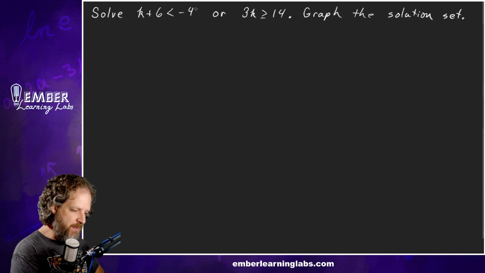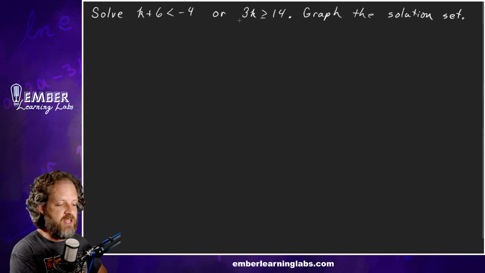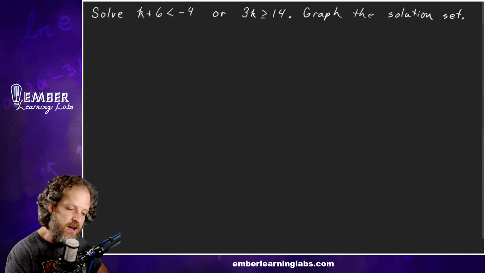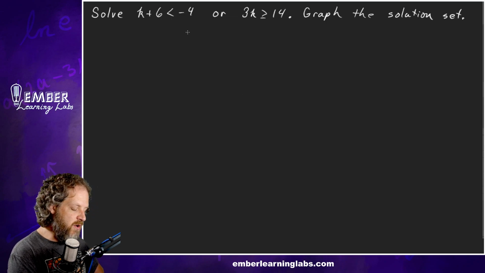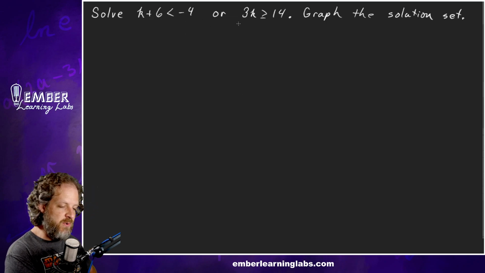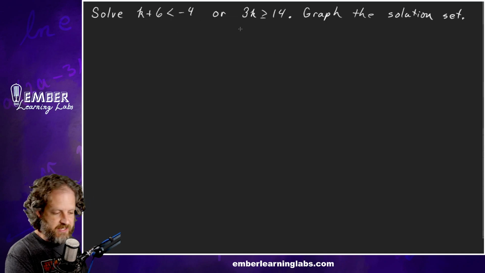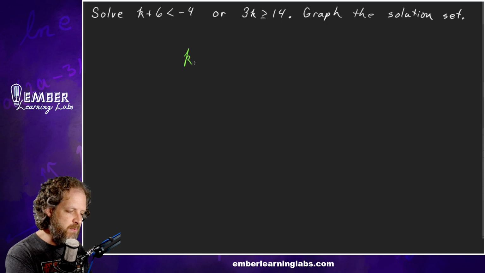Okay, so this time we have two different inequalities separated by an or, and that's how we're going to deal with them. We're going to basically solve each one of these little ones, and we're going to solve them for k in this case. That's the variable of choice. So I'm going to rewrite them.